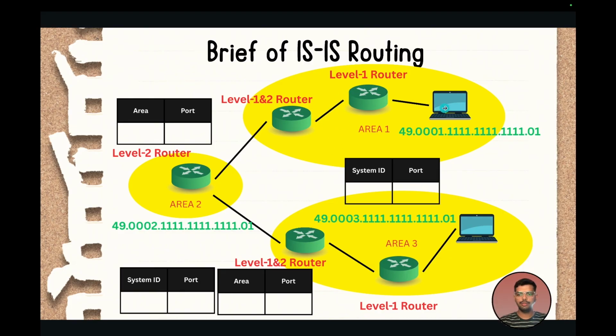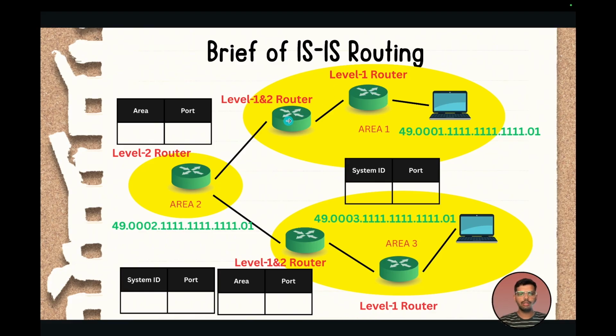So whenever, let's say, we want to communicate to area 3, we will use that default route which is over here in the system ID and which is mapped to the port number, which is nothing but this port number over here, right? So let's say a packet comes to the level 1 router over here, then it goes over here.